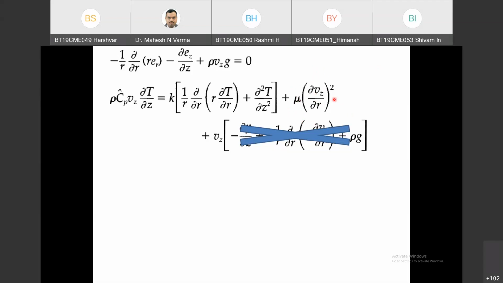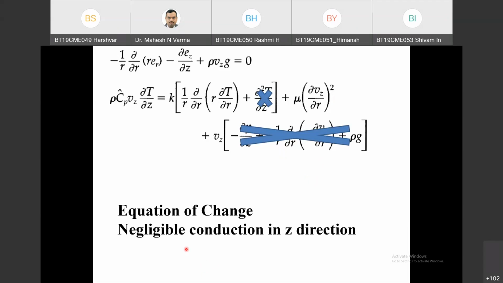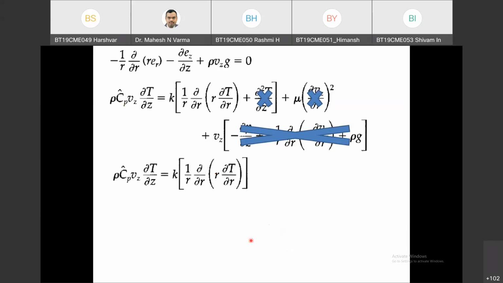Say if oil is flowing, with high viscosity, then all layers will be rubbing against each other, and the high viscous force will generate heat. But that is negligible for a less viscous fluid. So this is the equation of change; one term is neglected because heat conduction in Z direction is negligible compared to convection, and the other because viscous heating is negligible. We are not considering a highly viscous fluid flowing through a pipe. Now the remaining equation, how to solve it?